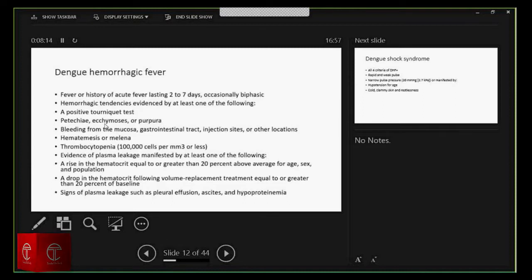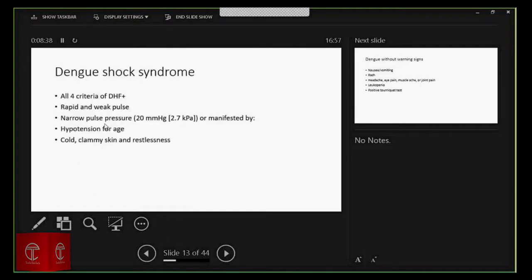So there might be evidence of plasma leakage. A rise in hematocrit greater than 20% above average for age and sex or population, or a drop in hematocrit following volume replacement equal to or greater than 20% of baseline is the criteria to diagnose the patient as dengue hemorrhagic fever. There might be signs of plasma leakage, like pleural effusion, ascites, and hypoproteinemia.